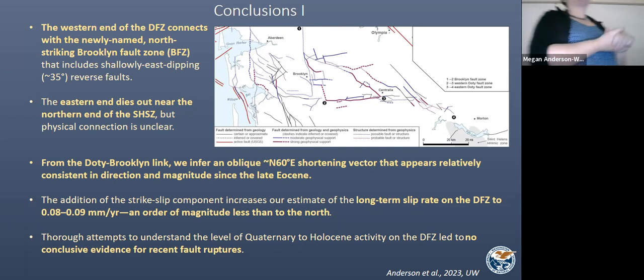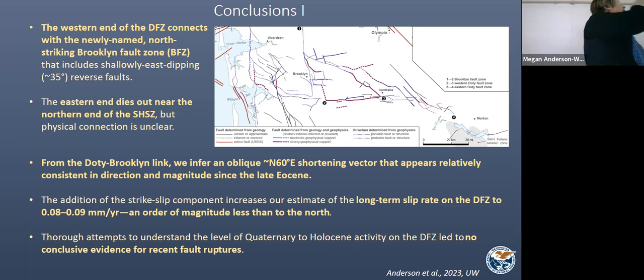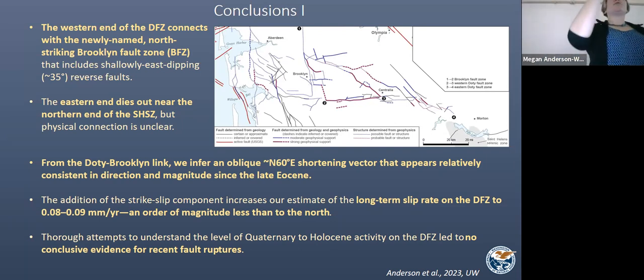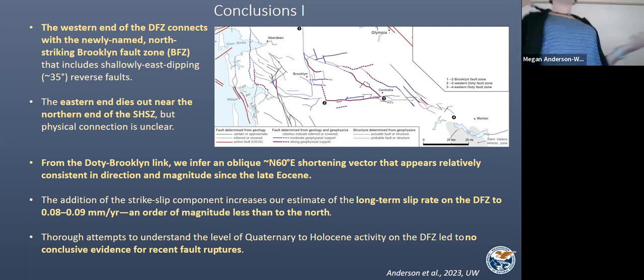Over time, we also compared the rates from different markers, both the top of the crescent and the Columbia River basalts, which are much younger, and the rates before and after that are roughly the same. It's only 2 points, but at least it tells us that between those two timeframes, the rates are pretty consistent. Then the long-term strike slip rate based on geologic time is 0.08 to 0.09 millimeters per year, so an order of magnitude less than faults that we know about to the north.